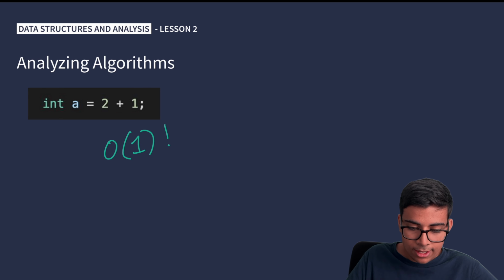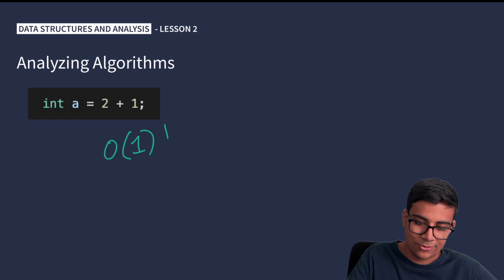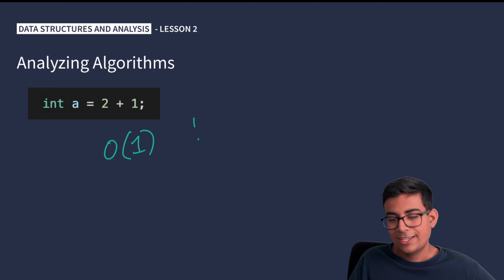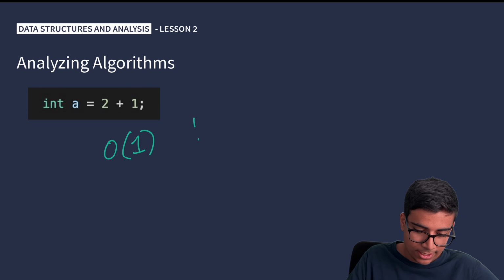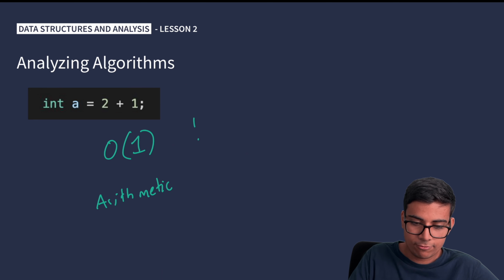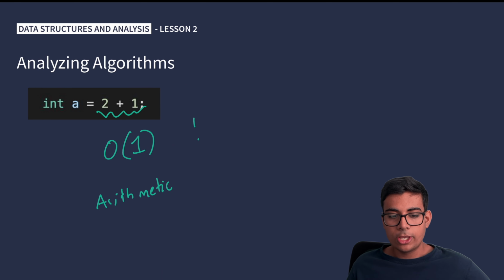And I'll be careful not to write an exclamation point, because I'm not trying to write any factorials here. But O of 1 is going to be very nice, and this is because this is arithmetic, right? So whenever you're doing arithmetic and you have no variables, it's going to be O of 1. All right? Hopefully that makes sense.